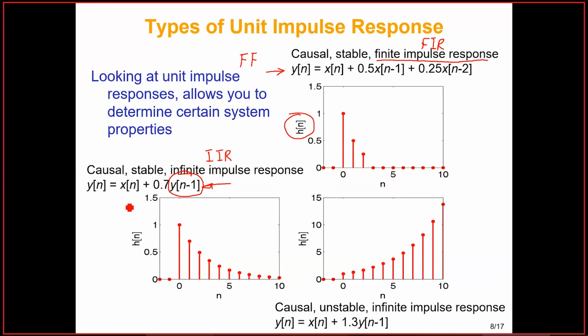So if you give a single impulse to this system, the output that will come out will not be a countable number of impulses, it will be a whole series of impulses. In this particular case, we have a decaying series of impulses, and they will go on and on all the way to infinity. So this is an infinite impulse response system.